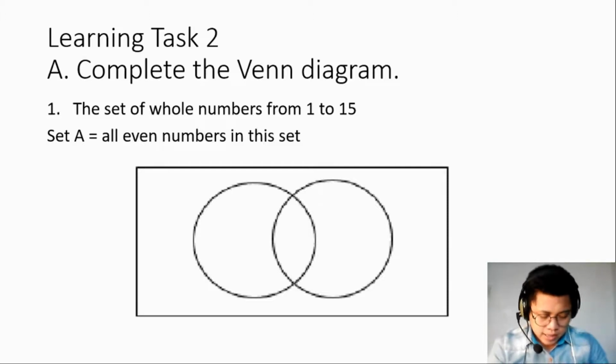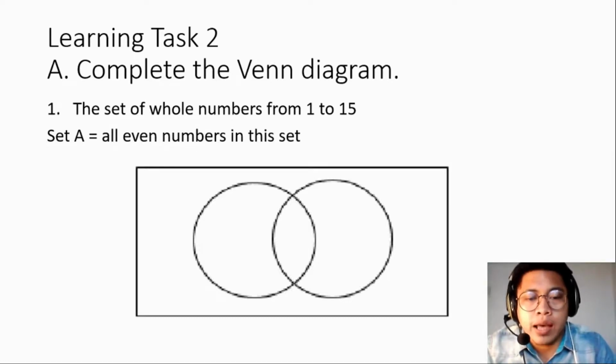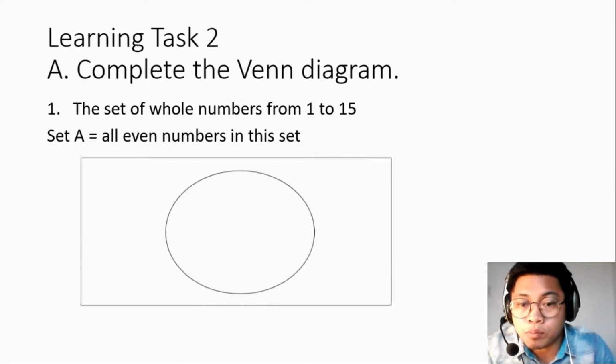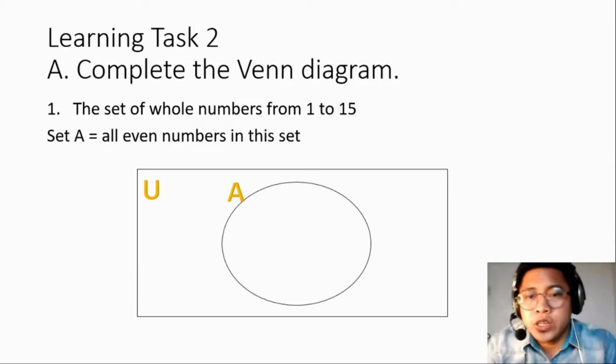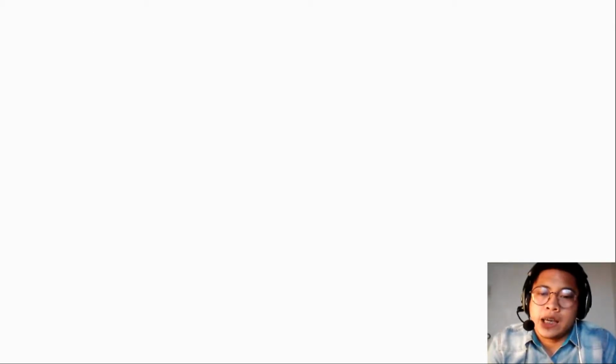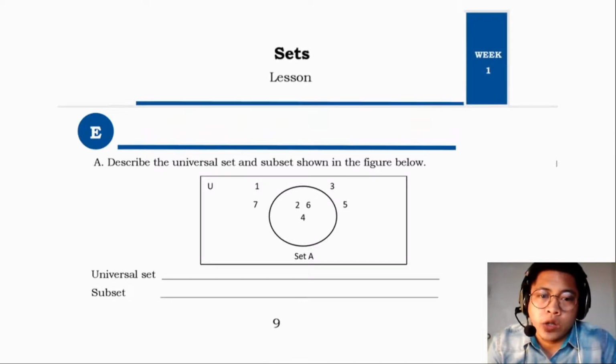Ulit, mula sa ating module, page number 12, dapat po ang ating Venn diagram ay hindi dalawa ang circle. So, it should look like this. So, we have the universal set and set A. So, gamit lang po tayo ng isang circle. So, to answer the learning task number 2, please be guided by the engagement part, page number 9 of week 1 lesson sets.